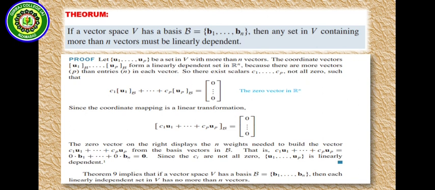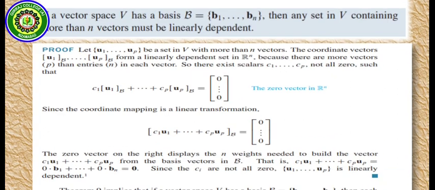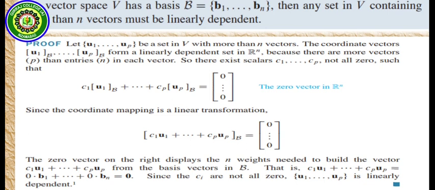First, let u1, u2, ..., up be a set in V with more than n vectors. The coordinate vectors [u1]_B, ..., [up]_B form a linearly dependent set, because there are more vectors: p is greater than n, so these vectors are linearly dependent.